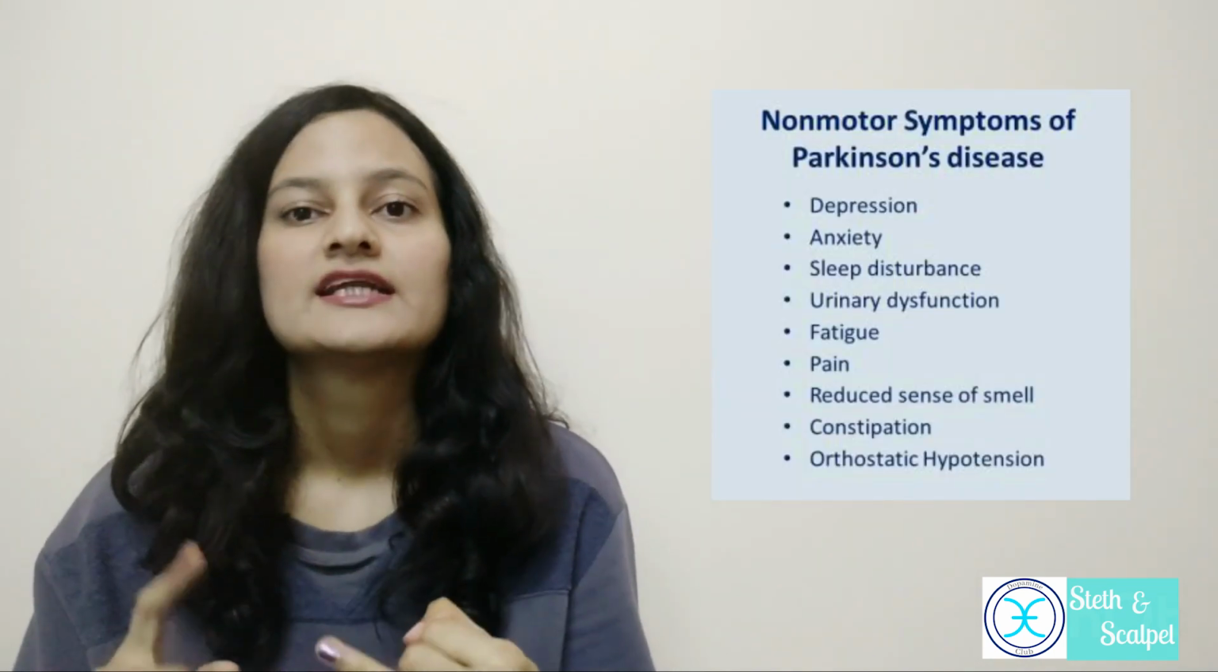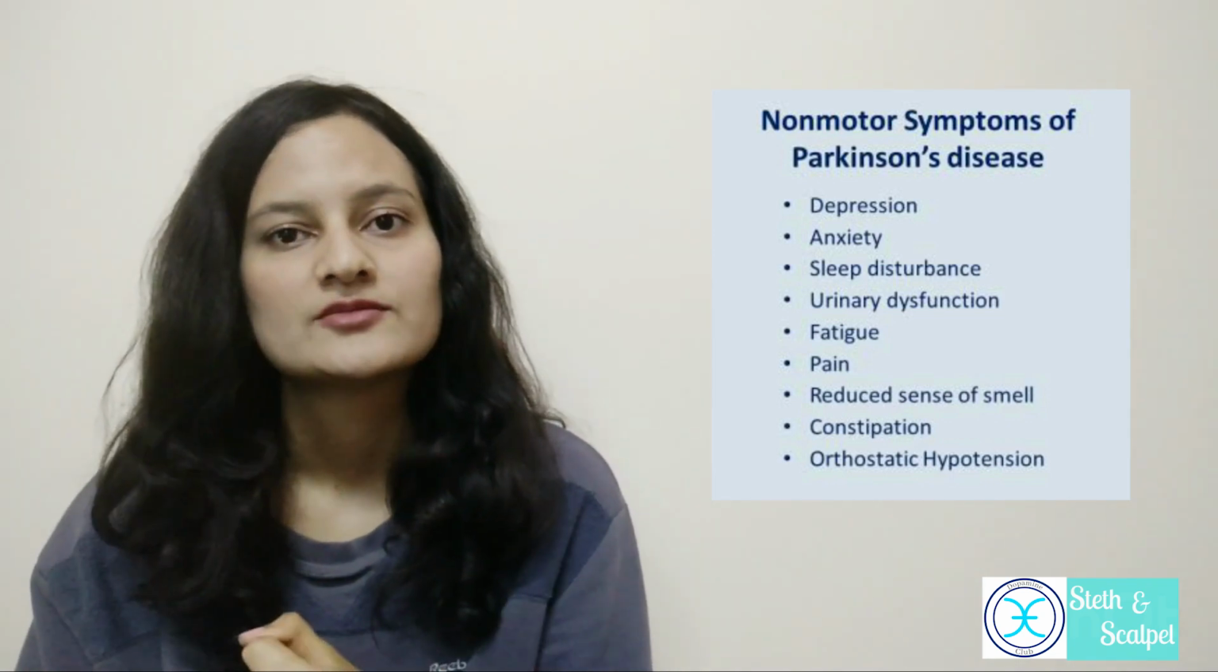Now, substantia nigra obviously has other functions as well, not just motor functions. So these functions can also get affected, causing depression, dementia, sleep disturbance. And now let's talk about the treatment. First of all, there is nothing you can do to stop the degeneration. It will be progressively degenerating. But you can treat the symptoms.